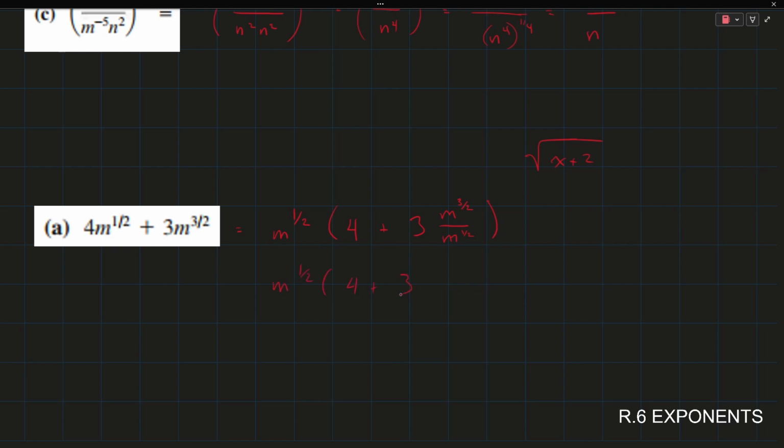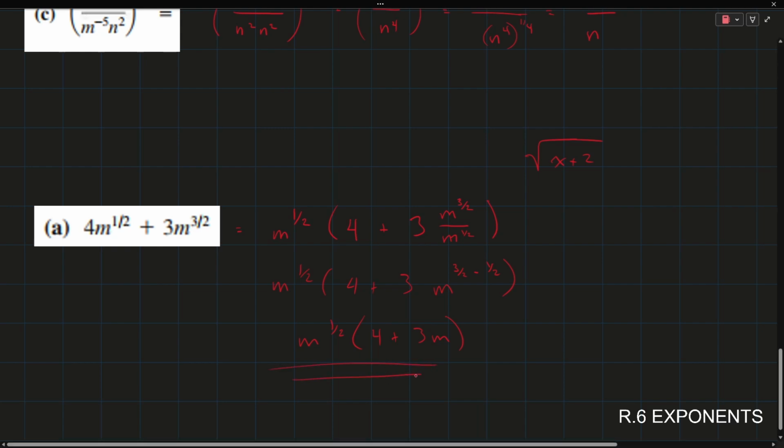If we want to subtract the exponents, because the m to the 1/2 is in the denominator, you can rewrite this as m to the quantity 3/2 minus 1/2. And then finally, m to the 1/2 times 4 plus 3, and then what's that? What do we have? 3/2 minus 1/2 is 1, so just m to the 1st. Oh yeah, it was 1/2 and then 3/2. And that would be your final solution for this problem, just like that.